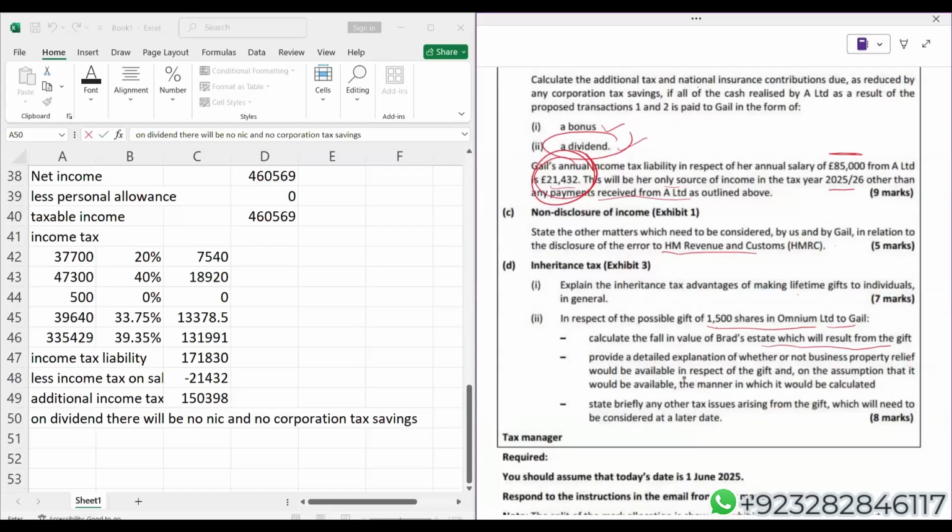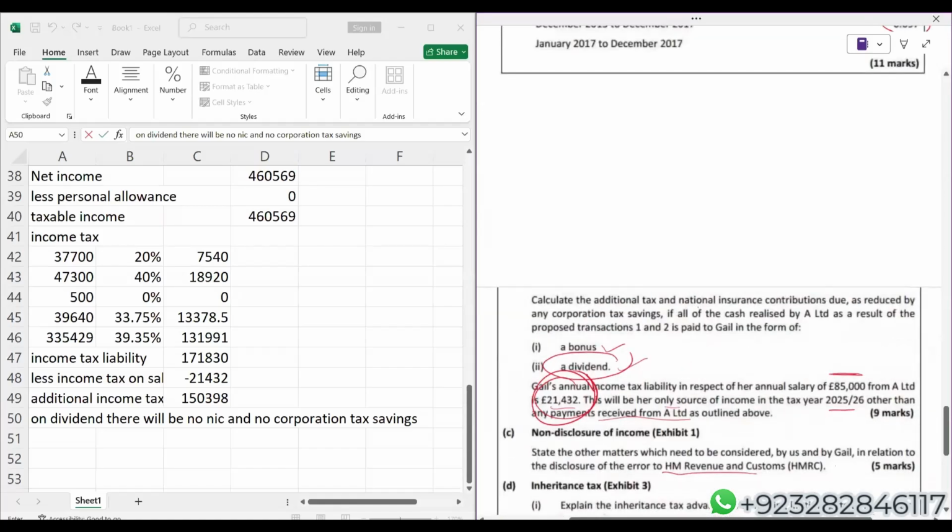Okay. Provide a detailed explanation whether or not business property relief, BPR, would be available on the gift, and on the assumption that it would be available, the manner in which it would be. If it is available, how will you calculate how much BPR will be available? But you know that the ownership period has to be at least 2 years. State briefly any other tax issues arising from the gift which need to be considered at a later date. Let's see. Let's come here.